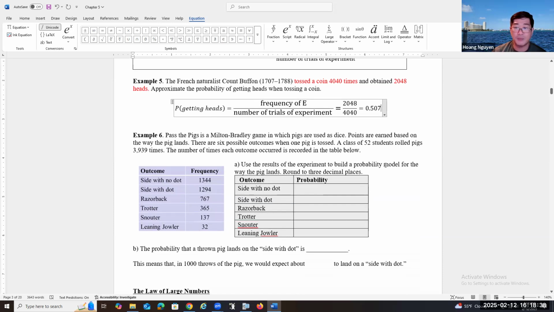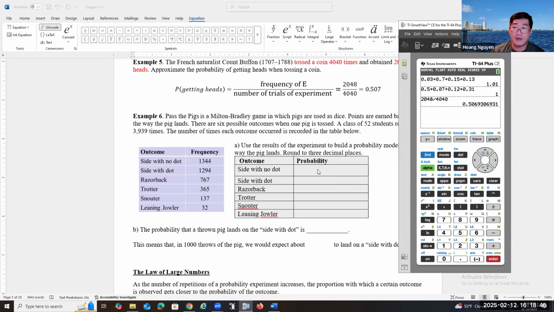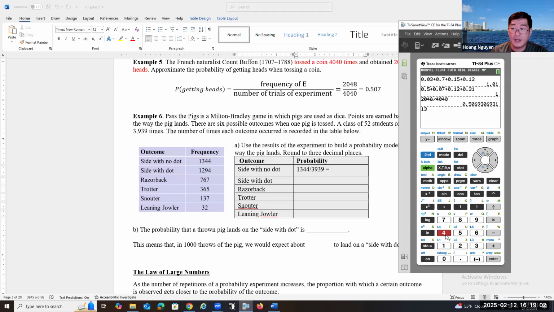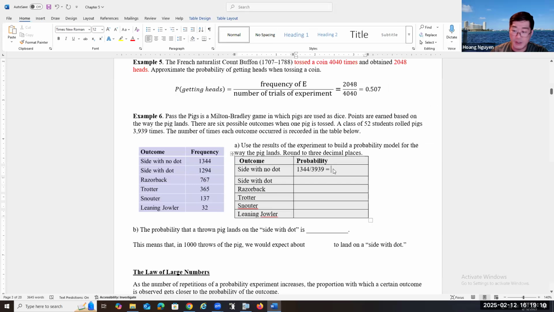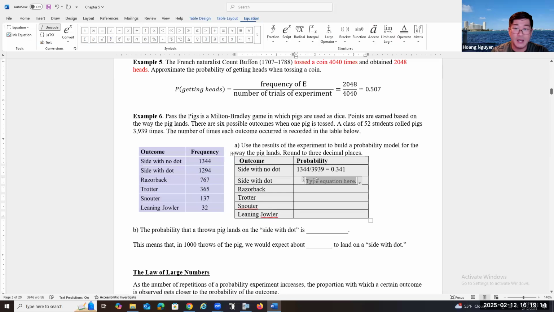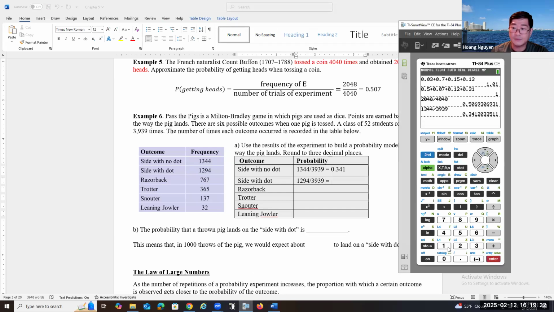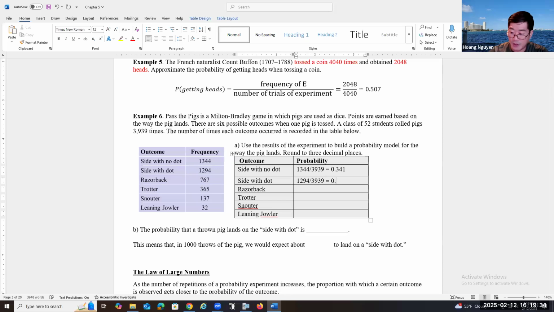Now we're going to use the relative frequency to answer this question: use the results of the experiment to build a probability model for the way the pig lands, rounded to 3 decimal places. We do each division here. For the probability of the side with no dot, it's 1343 divided by 3939, which gives 0.341. Similarly, for the side with dot, 1294 divided by 3939 gives 0.329.